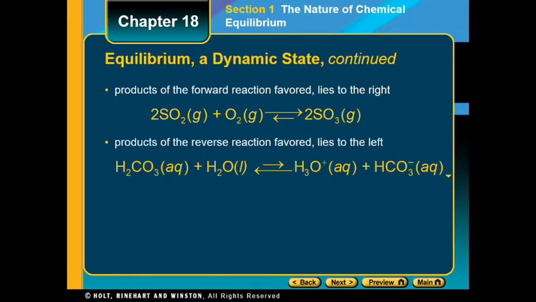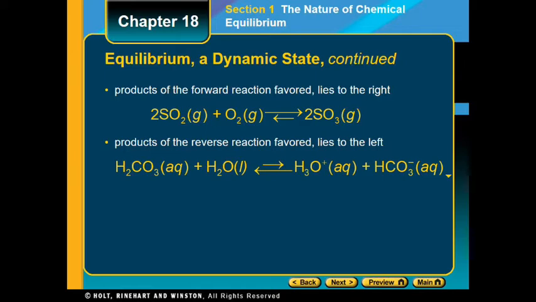In this next example, the reverse reaction is favored, so you've got carbonic acid and water that are producing the hydronium ion and the bicarbonate ion, and it shows you that the reverse reaction is favored here because your two ions want to combine as well to reproduce your carbonic acid and your water.